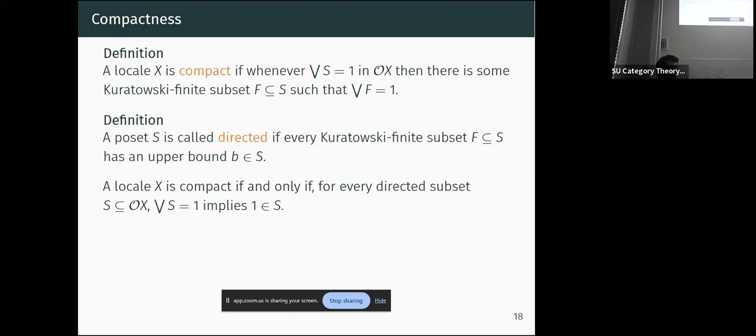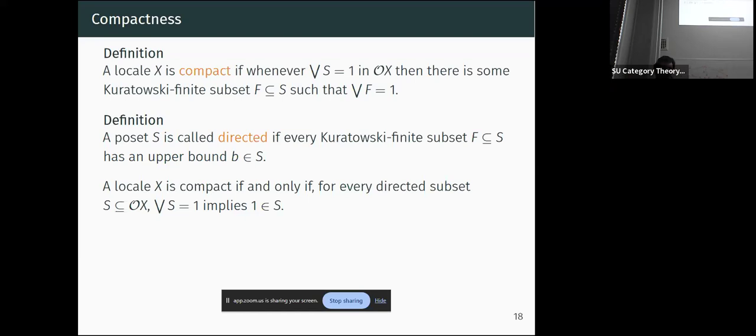Okay, but it's useful actually to have a slightly different definition, and that is we talk about directed sets. So, in a poset you will call it directed if for every Kuratowski finite subset in it, there's an upper bound in the set. So one way you can be directed is by having, say, finite joins. But you don't have to only have finite joins. There are many ways of being directed. You don't need a least upper bound. You just need an upper bound. So it turns out the locale is compact if and only if, whenever you have a directed set, a directed cover, that cover contains 1.